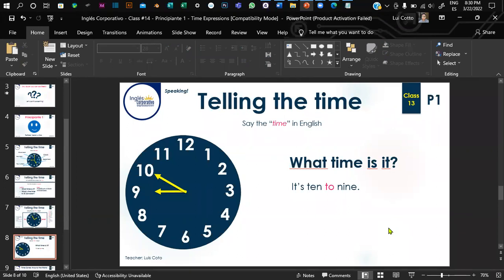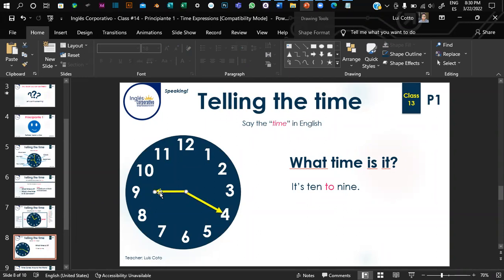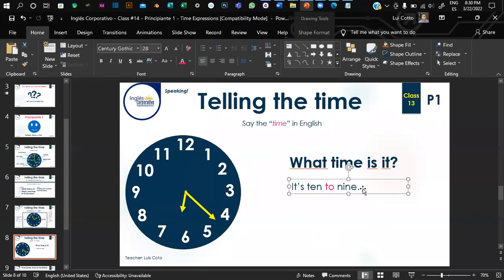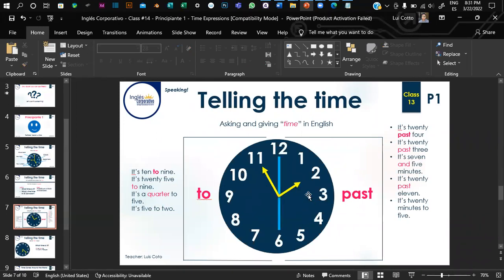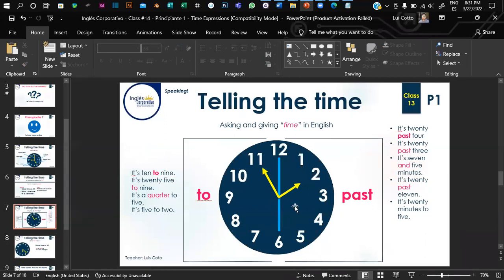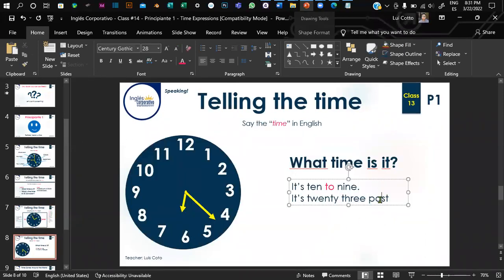Okay. Let's advance. I will try again. What about this one? What time is it? Okay. I will place it here. Let's see here. It's not 20 because it is a little bit ahead, un poquito. 23. Okay, 10:23. Okay, that's correct. 23 past, correct, because it is at this side, en este lado, ¿sí? Yes, look at the minute hand, it is on this side.